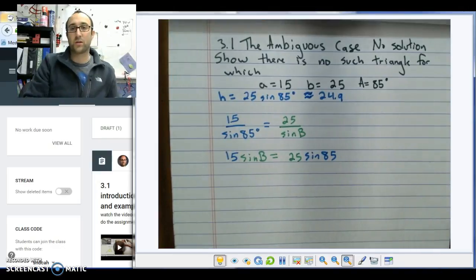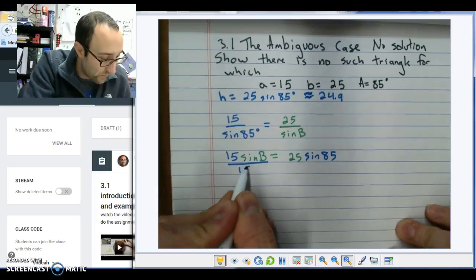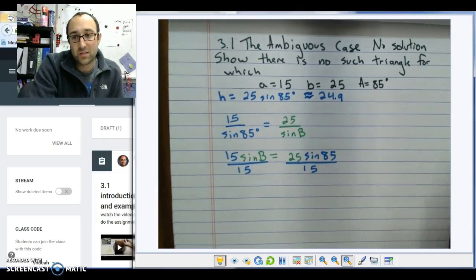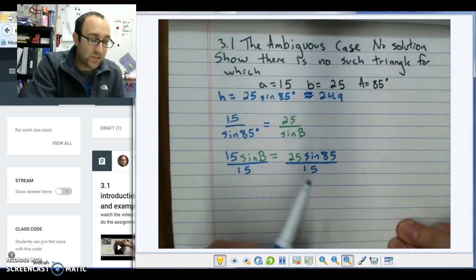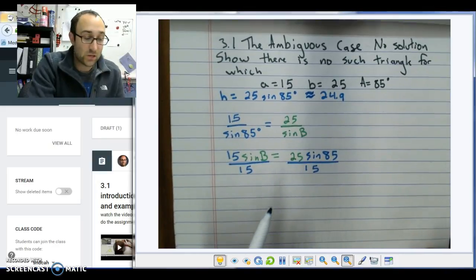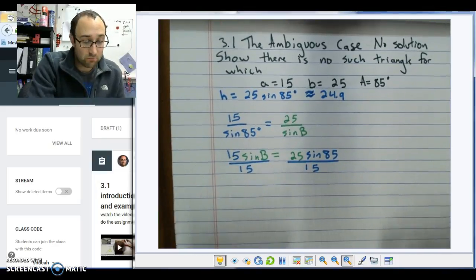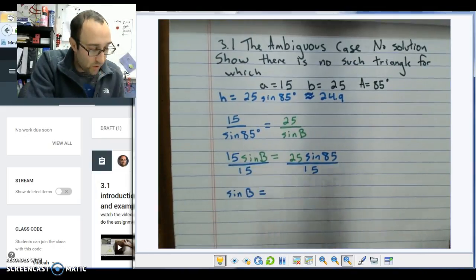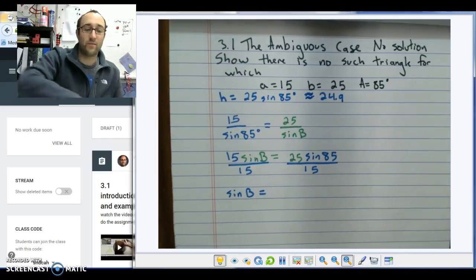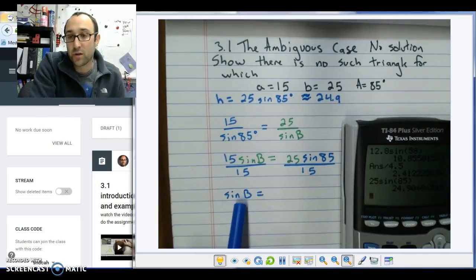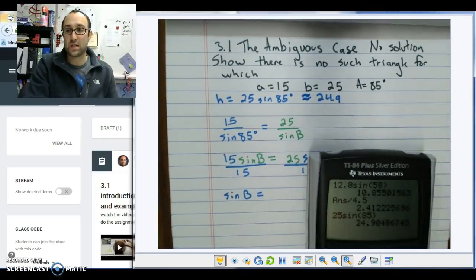Then what we are going to do is divide both sides by 15. And hopefully what you're starting to see is that if you want to do some shortcuts with this, that's okay. I'll probably do that in the next video just to save some time, because hopefully you can see that cross multiplying and dividing is happening every single time here for sine B. So I'm just going to try and cut that out. Okay, so I should get sine B is going to equal 25 sine 85 divided by 15. Let's use the calculator. I'm not going to find the inverse of sine yet. You could, but I want to show you what happens when you just get to the sine of B.